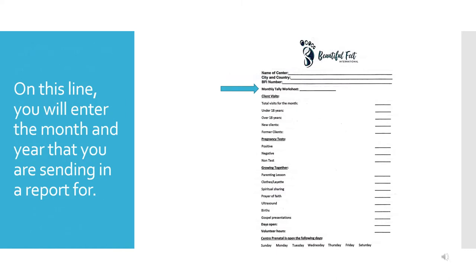On this line, you will enter the month and year that you are sending in a report for. So for example, if today was April 7th, you would be completing your report for March. And so this line would read March and the current year that you are in.